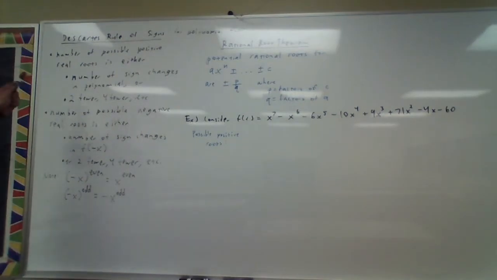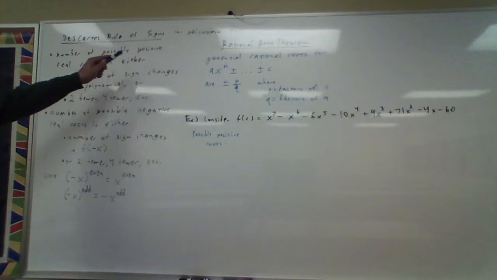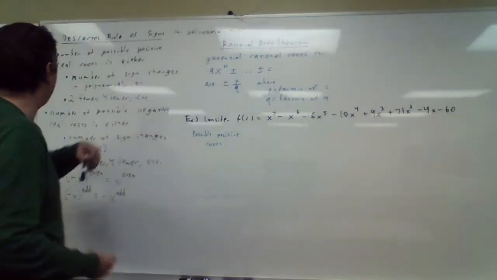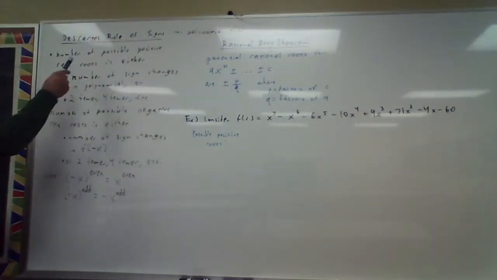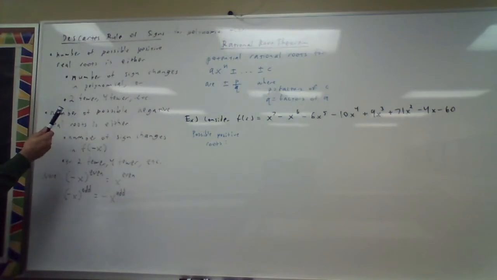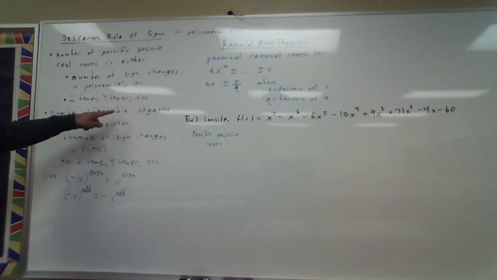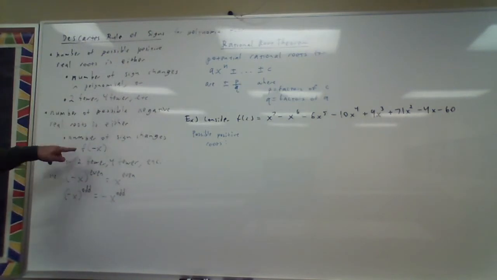So the Descartes' rule of signs for a polynomial f of x says the number of possible positive real roots is either the number of sign changes in the polynomial or 2 fewer, 4 fewer, etc. The number of possible negative real roots is either the number of sign changes in f of negative x, or 2 fewer, 4 fewer, etc.